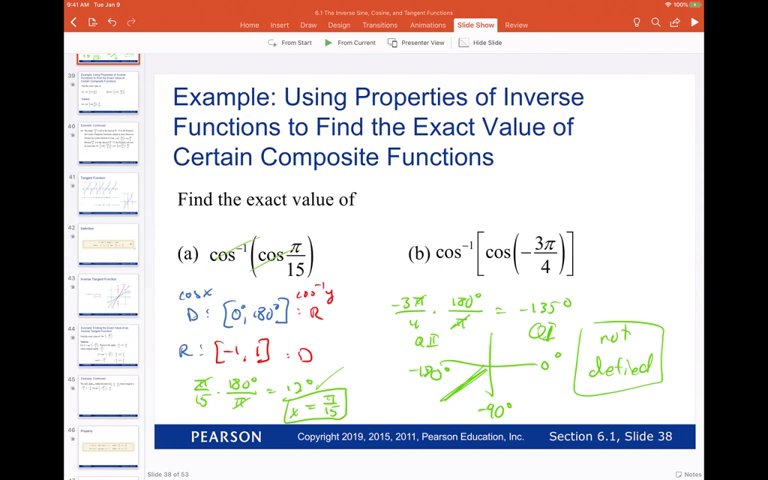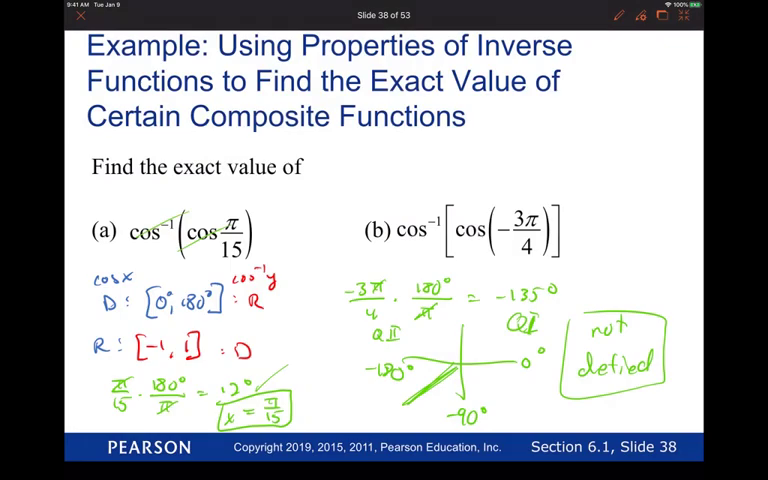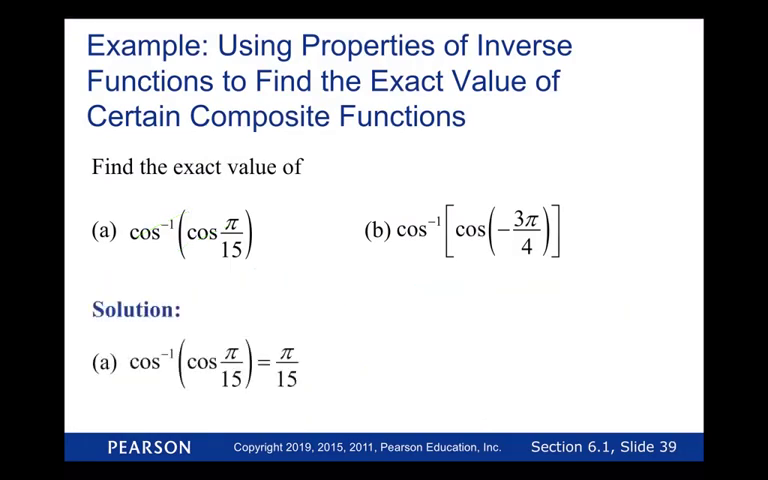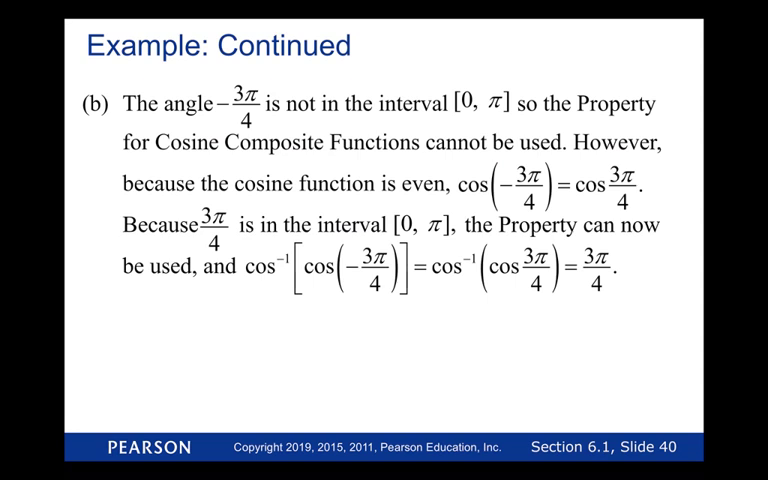Okay, so I think we got the first one. The first one was pi over 15. And the second one is not from 0 to pi, so then, oh, they got me. I was trying to catch this one. I made a mistake, so I got it wrong. The angle -3 pi over 4 is not in the interval 0 to pi, but because the cosine function is even, cosine of a negative is the same as cosine of the positive. That's the definition of an even function.